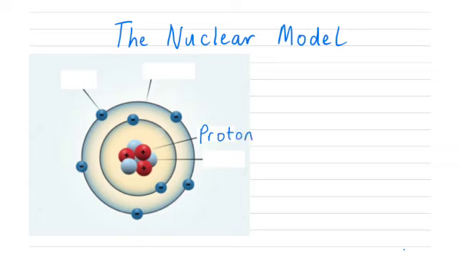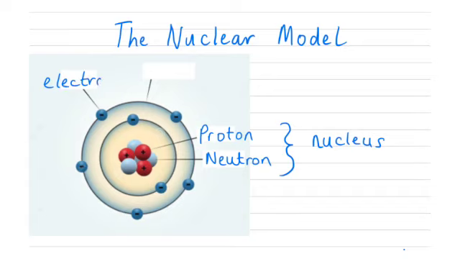So we have protons and neutrons, subatomic particles, which are present at the center of the atom in an area called the nucleus. Now going around the nucleus in shells, we have electrons. Okay, so they're going around the nucleus in shells.